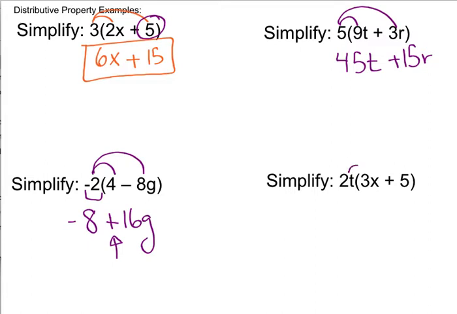Okay, next one. 2t times 3x plus 5 will distribute. 2t times 3x, 2 times 3 is 6. t times x is t times x. 2t times 5 is 10t, sorry.